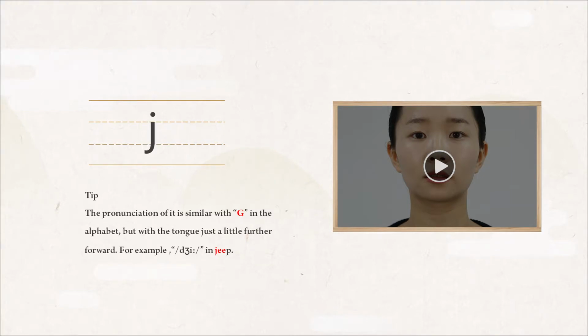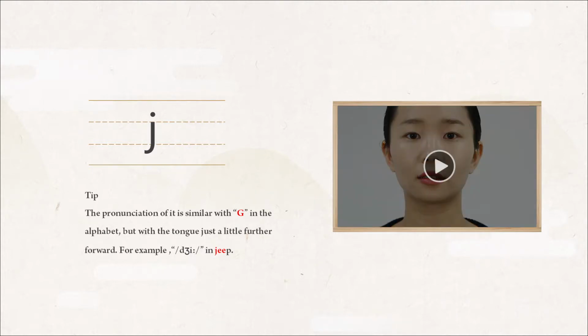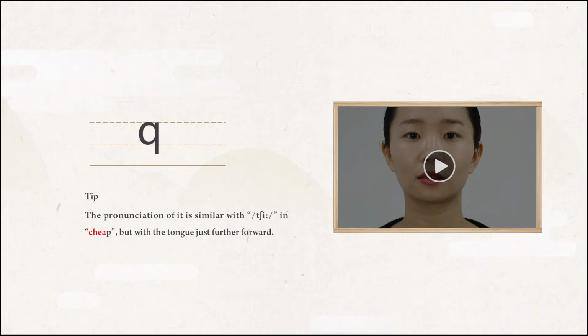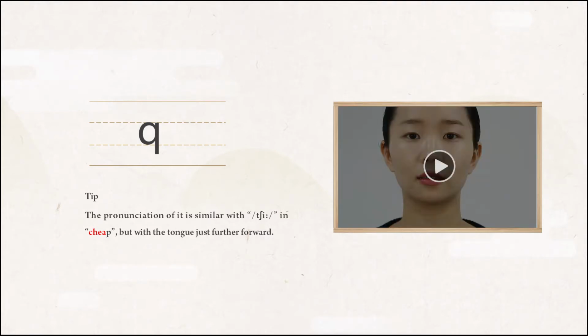J. ji. Here's a tip. The pronunciation of it is similar to G in the alphabet, but with the tongue just a little further forward. For example, G in Jeep. Qi. qi. Here's a tip. The pronunciation of it is similar to ch in cheap, but with the tongue just further forward.